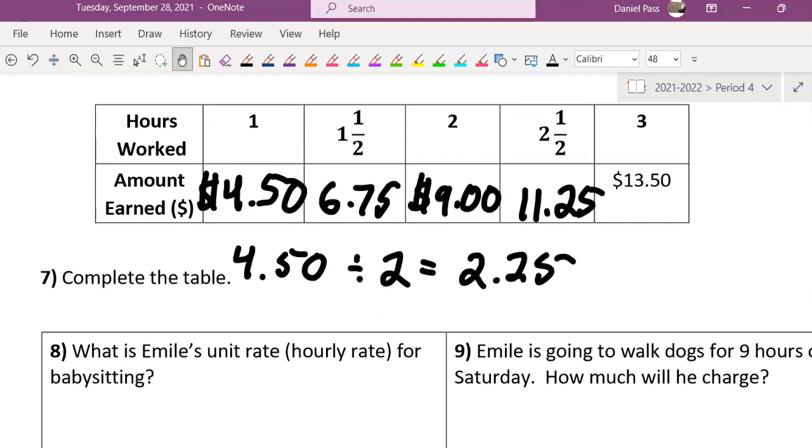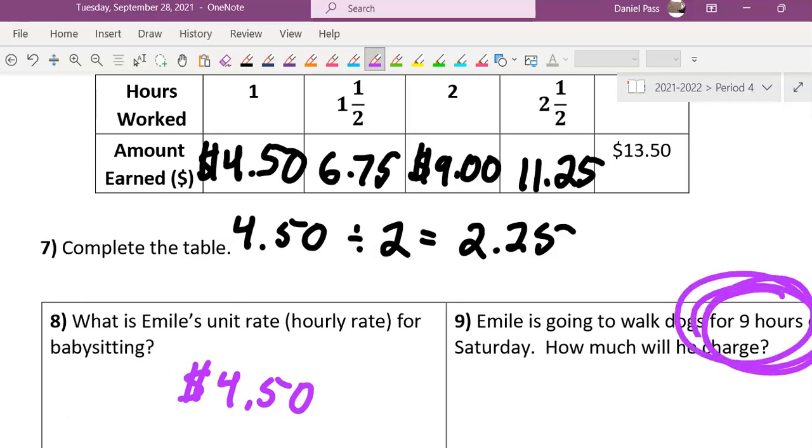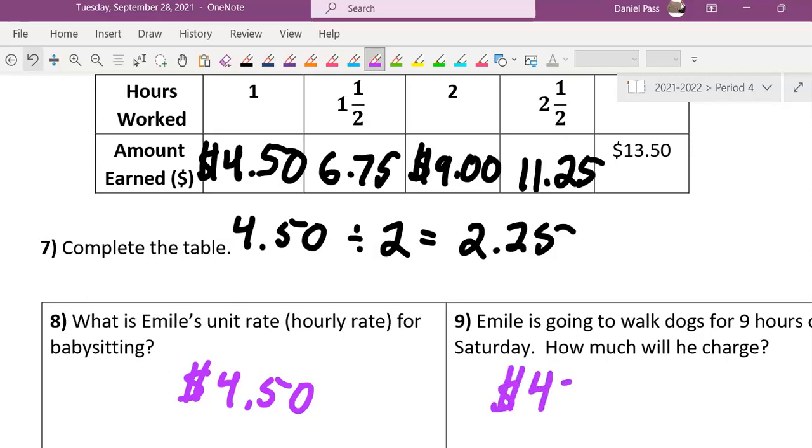What is the unit rate here? So the unit rate would be $4.50. $4.50, yes, for 1 hour. Now, how do we find out how much he would make for 9 hours? I would just times 4.50 times 9, and I got 40.50. Yep. Let me write that down.